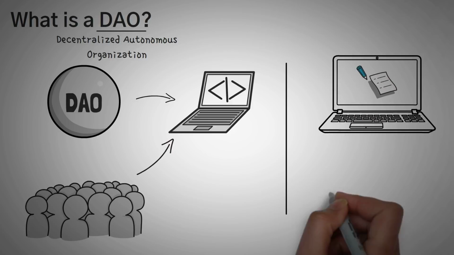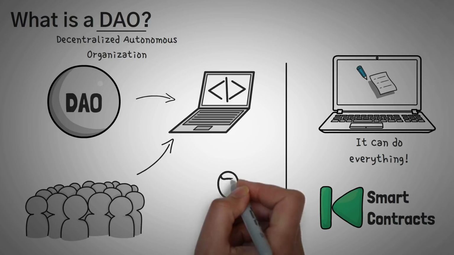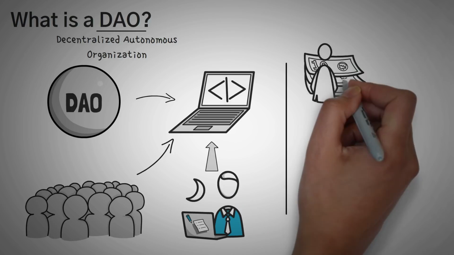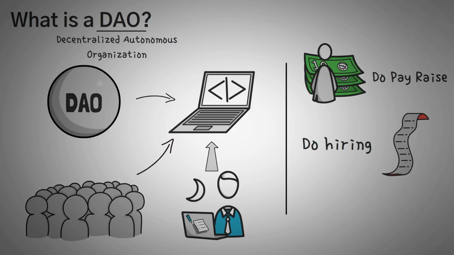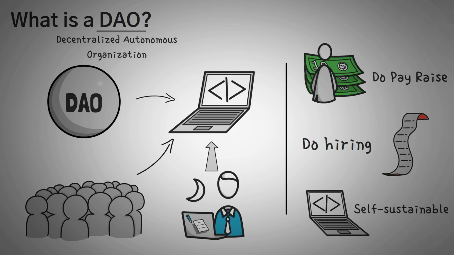Smart contracts, which if you don't know what a smart contract is, you should definitely watch our video on it, but smart contracts can do just about anything if you're smart enough to program them to do so. This means instead of asking for a raise from your boss or trying to decide who to hire from a list of applicants, a smart contract will simply do these tasks, making the whole organization self-sustainable or autonomous.